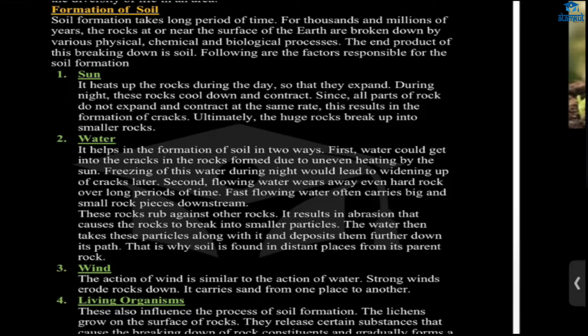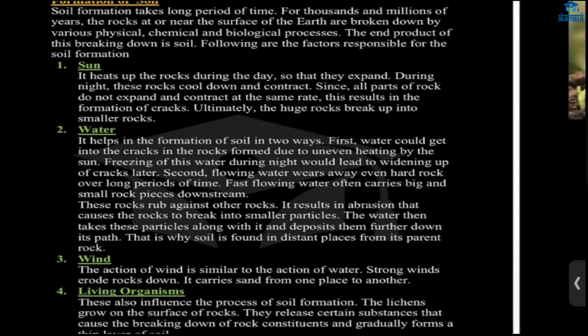When heat is coming, it will expand, and after that, when night is there, there is no sunlight, so it won't heat up. The rock will cool down, and it will contract. Because the rocks do not expand and contract at the same rate, there will be formation of cracks, and the huge rock will break into smaller rocks.